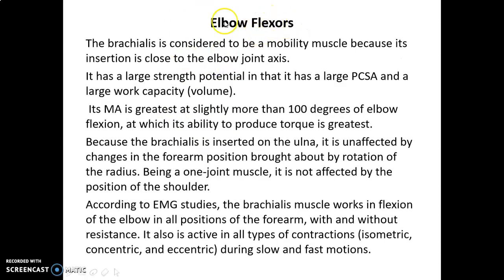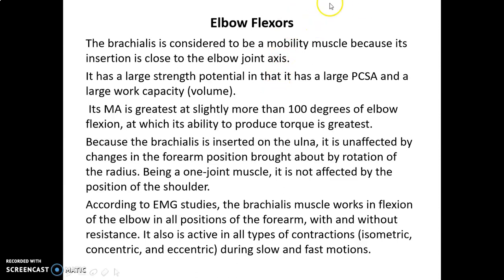Now, as we are in the elbow joint, we are going to discuss the muscles which are elbow flexors and elbow extensors. Now we are going to the elbow flexors. We all know that the three major muscles are the brachialis, biceps brachii, and the brachioradialis. So the biomechanics of these three muscles have to be understood.